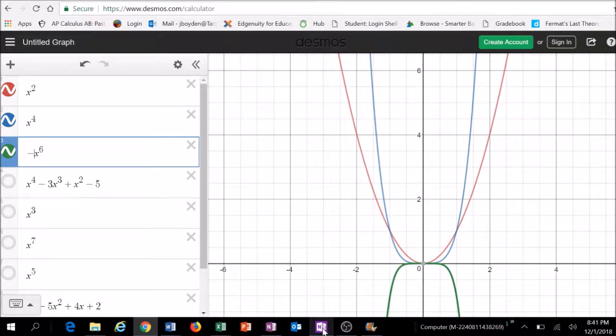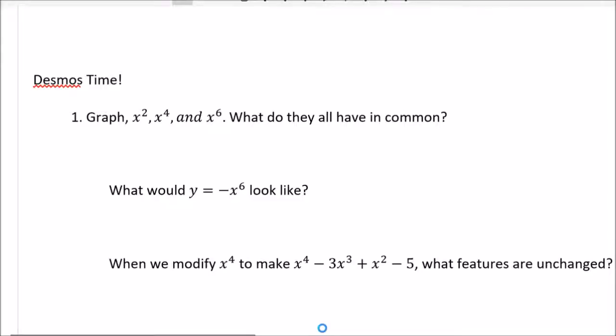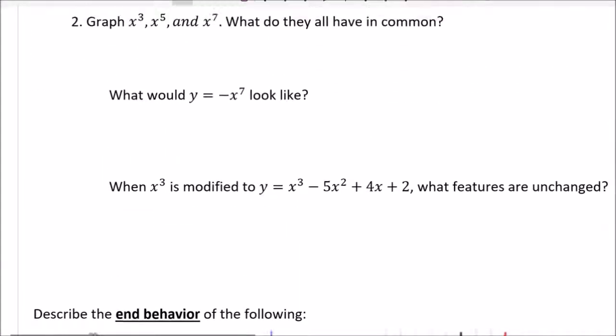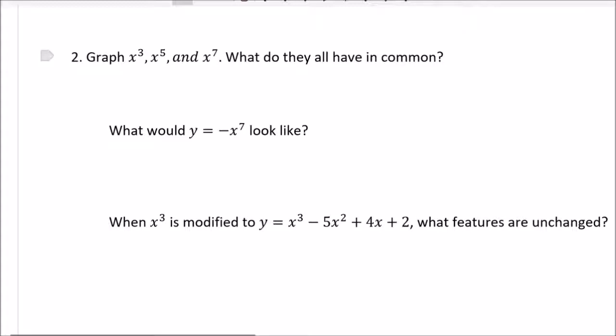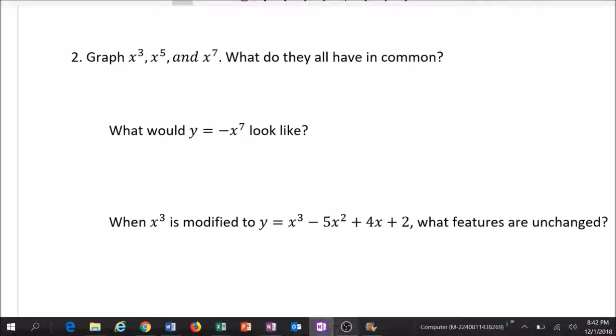Now, let's look at another prompt so we can have something to compare that with. I'd also like you to graph x cubed, x to the 5th, and x to the 7th, and see what they all have in common and make a prediction about what negative x to the 7th would look like. So pause now.